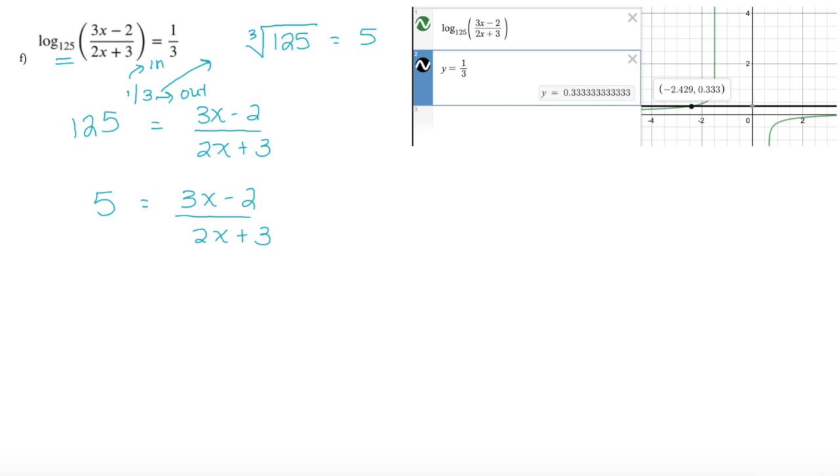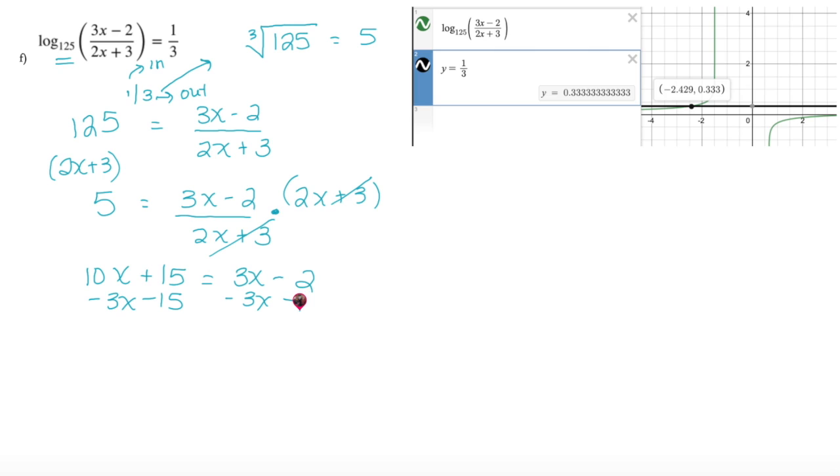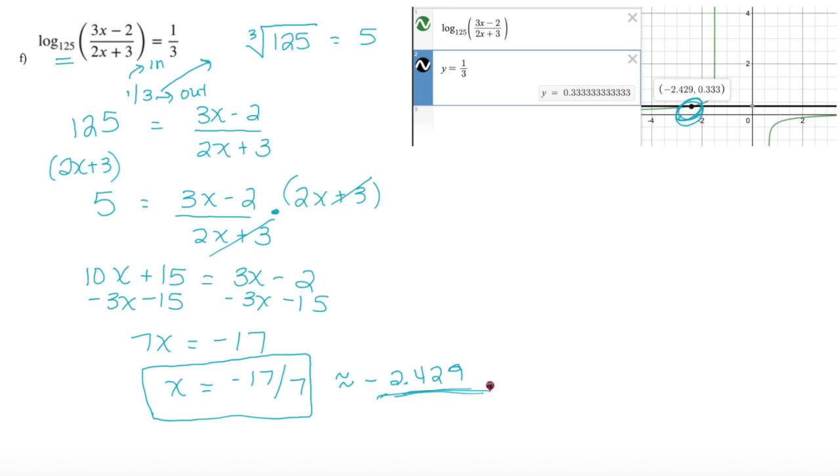And then we can solve it just as we did the last example, where we multiply both sides by the denominator to eliminate it. Distribute our 5. 10x plus 15 is equal to 3x minus 2. Combine our x's together and our whole numbers. If I subtract 3x and then subtract 15, I will have 7x is equal to negative 17. So x is negative 17/7 in its exact form, or approximately negative 2.429, which is what we see when we intersect them. So again, be careful. Does my open math want the exact answer, or are they okay with the estimation?